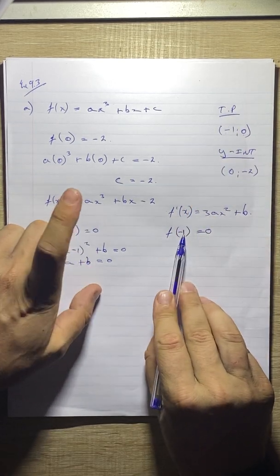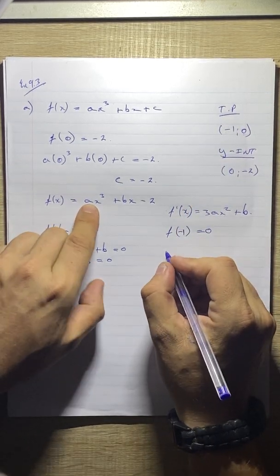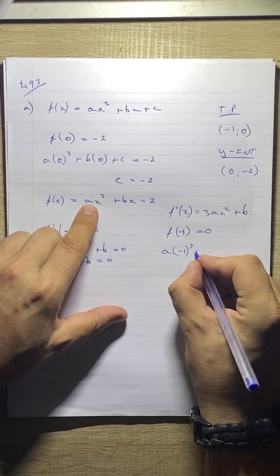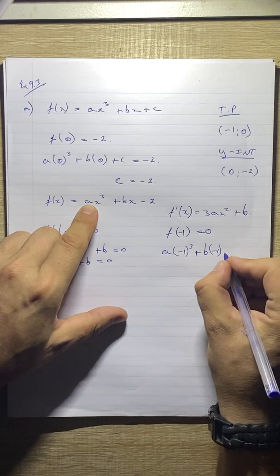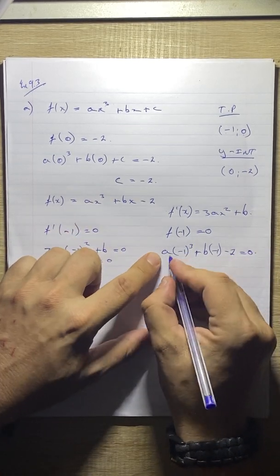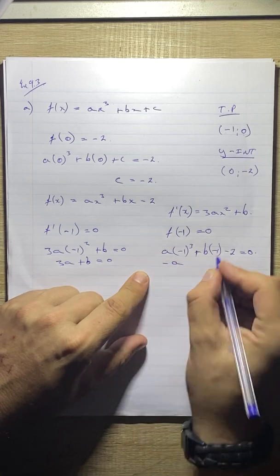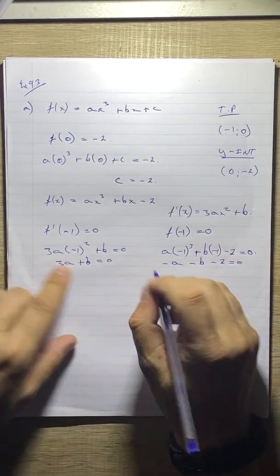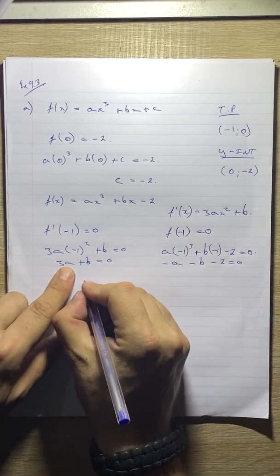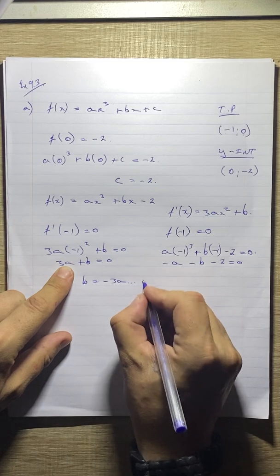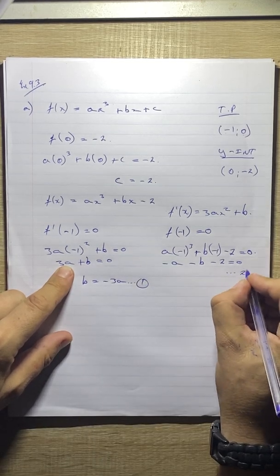So over here, I'm just going to plug in minus 1 into the original equation. So we get a times minus 1 cubed plus b times minus 1 minus 2 equals 0. That's going to give me minus a minus b minus 2 equals 0. Over here, I'm going to solve for b. So we get b is equal to minus 3a. You can call this equation 1. Call this one equation 2.